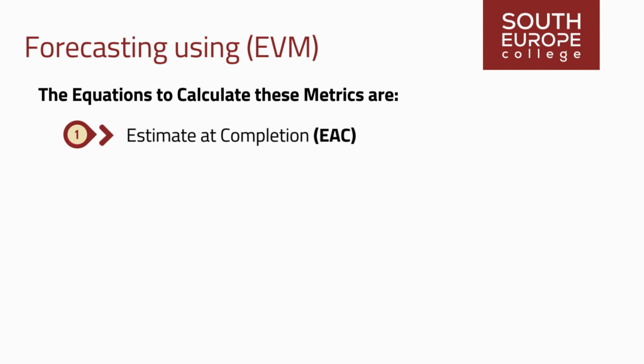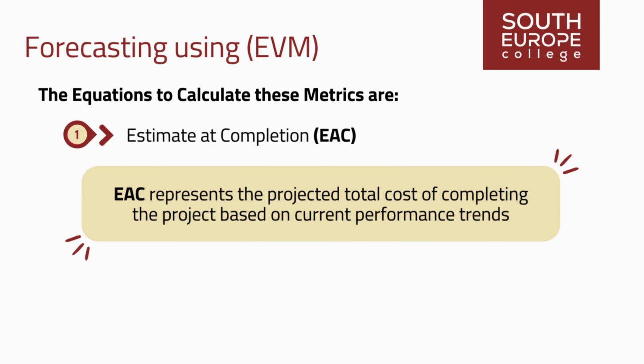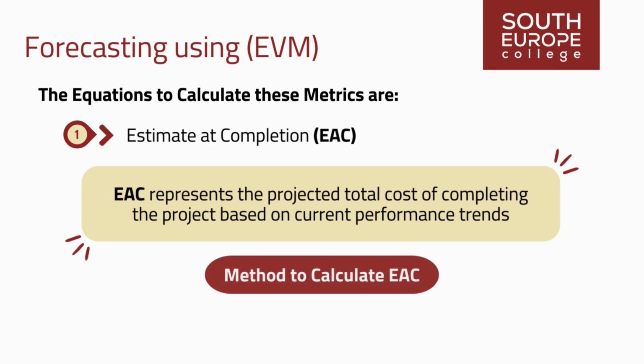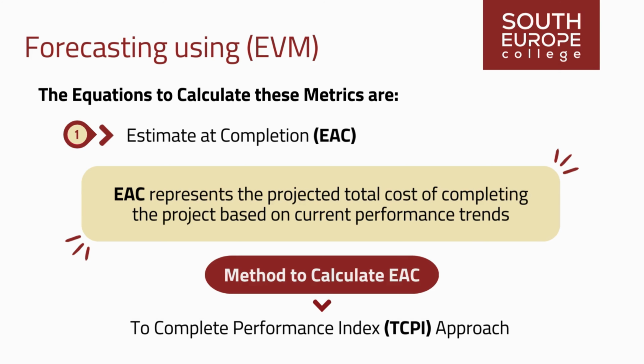Estimate at completion, EAC. EAC represents the projected total cost of completing the project based on current performance trends. It considers the actual costs incurred and estimates the remaining cost to complete the project. There are different methods to calculate EAC depending on the assumptions made about future performance. One commonly used method is the To Complete Performance Index, TCPI, approach.